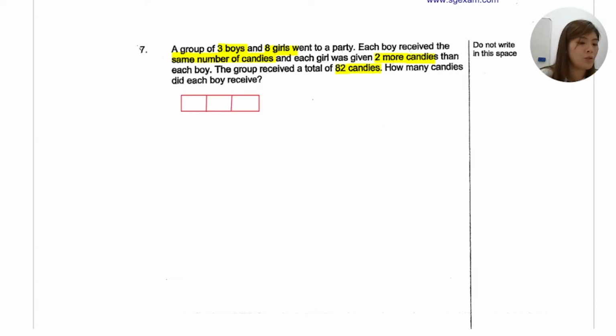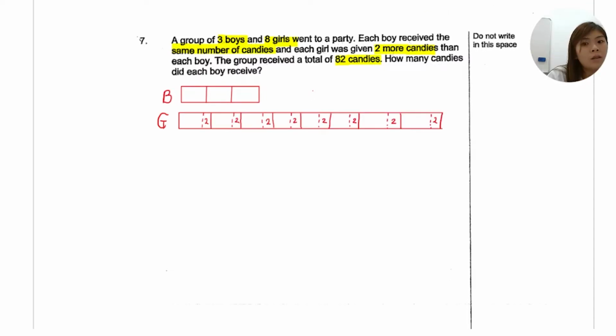Okay, so first we draw the model for the boys. Equal number, 3 in total. So we just draw for boys, and we do the same for girls. For girls, each girl was given 2 more candies than each boy. So we draw the same as the boy, but we add 2 for each. Then we do so for the 8 girls.